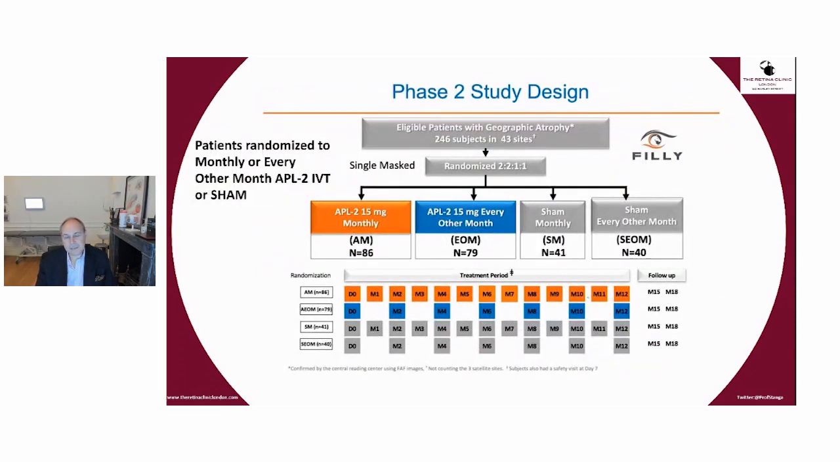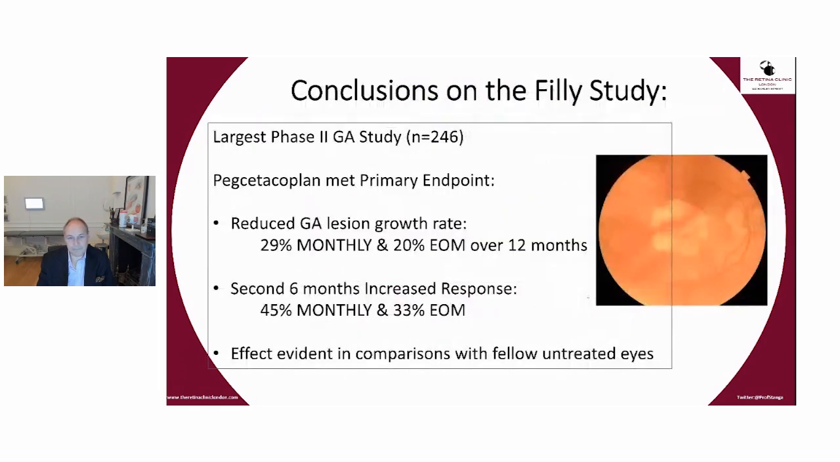In the FILI study, with the use of pegcetacoplan, patients were randomized to monthly or every other month intravitreal injections versus sham. This is the largest phase 2 geographic atrophy study with 246 patients. Pegcetacoplan met the primary endpoint. It reduced GA lesion growth at a rate of 29% monthly and 20% every other month over 12 months.